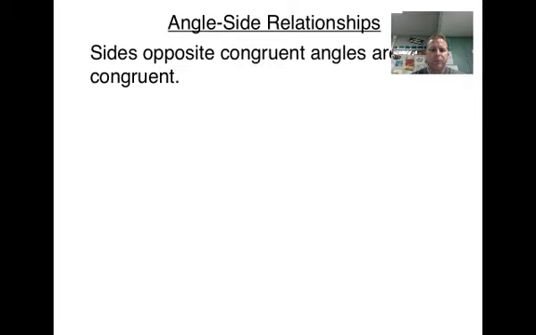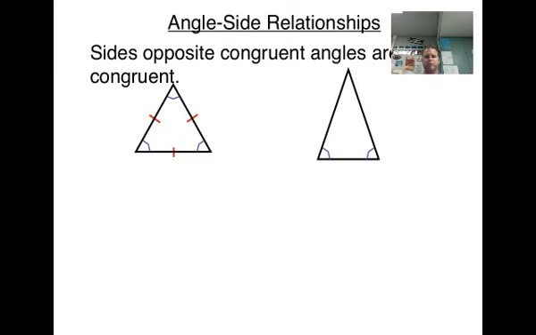Angle-side relationships, which is just what I was talking about a second ago. Sides opposite congruent angles are congruent. So if you have an equilateral triangle like this, that means that all three sides are the same. If the angles are the same, the sides opposite of them are the same. So here I have two angles that are the same. That means the two sides opposite of each of them are the same. That makes this an isosceles, an acute isosceles triangle.